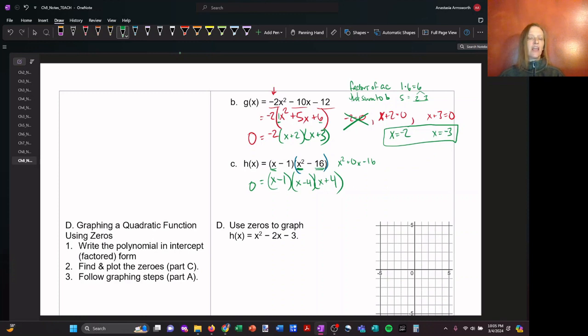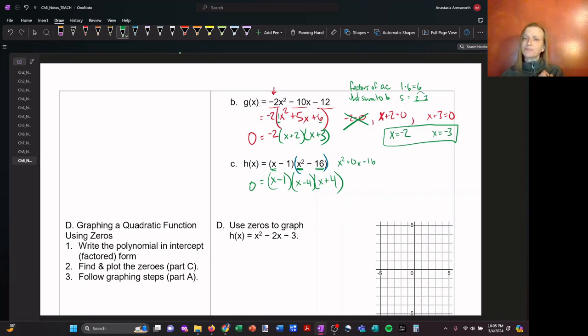Notice this is not a quadratic function anymore. It's called a cubic function because I'm going to end up multiplying x times x times x, so I'm going to get an x cubed term here. But the process is still the same. This is a polynomial. I've written it in factored form. And so this time I'm just going to have 3 possible zeros instead of 2.